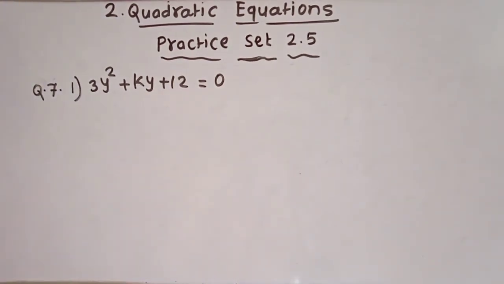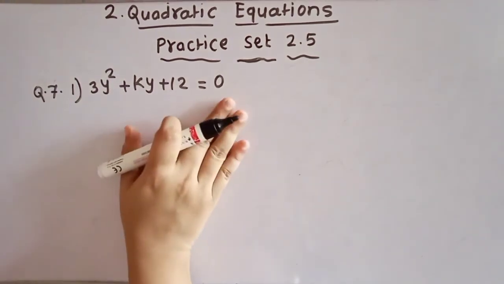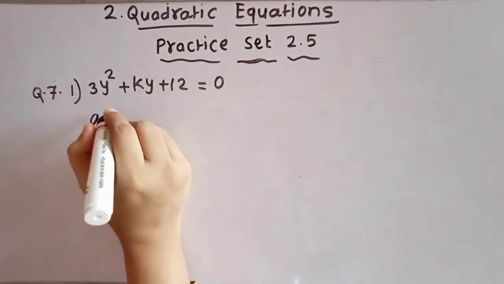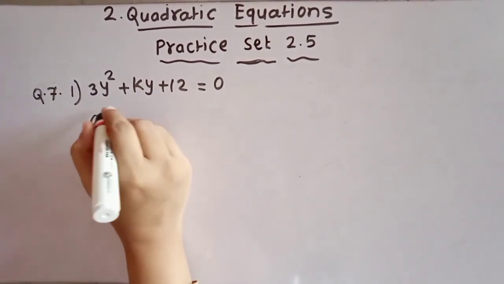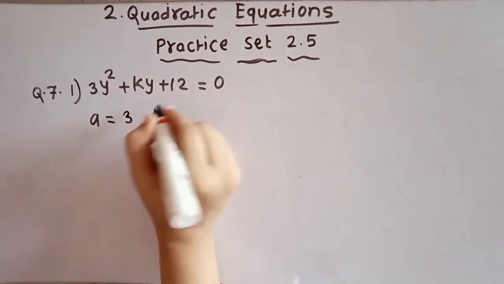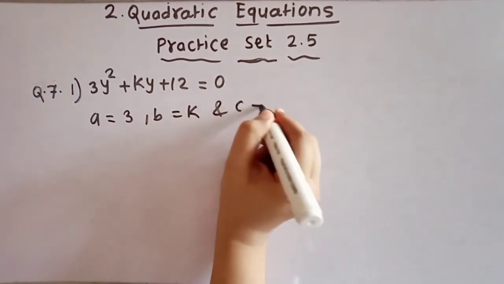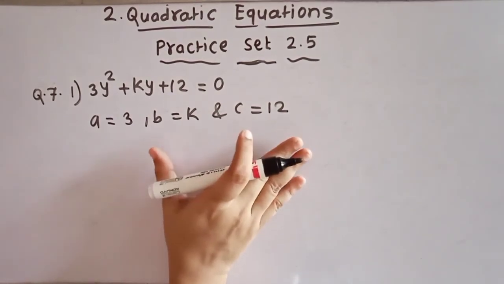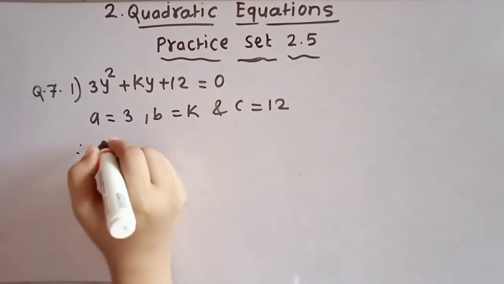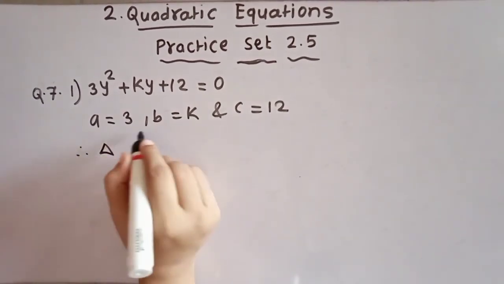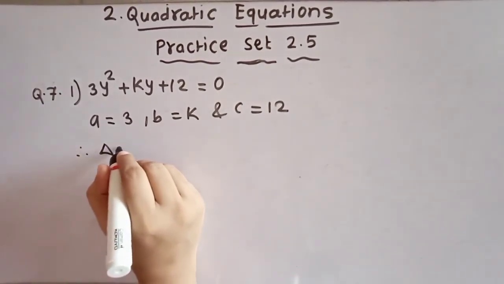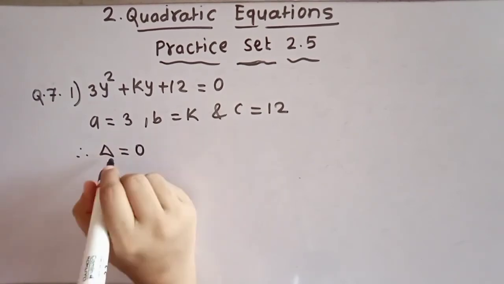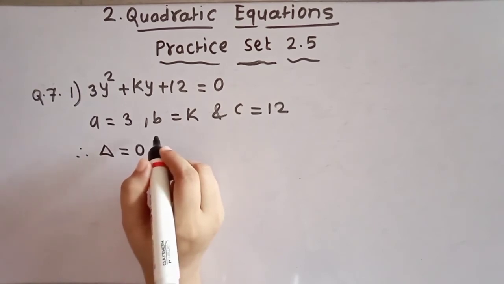Yes or no? So first compare this equation with general form so that you will get, you have to write all these things in statement first. Then a is equal to 3, b is equal to k and c is equal to 12. This thing you will get. Yes or no? So now given is what? Roots are real and equal. Therefore delta is equal to 0. Yes or no? You can write b square minus 4ac is equal to 0.